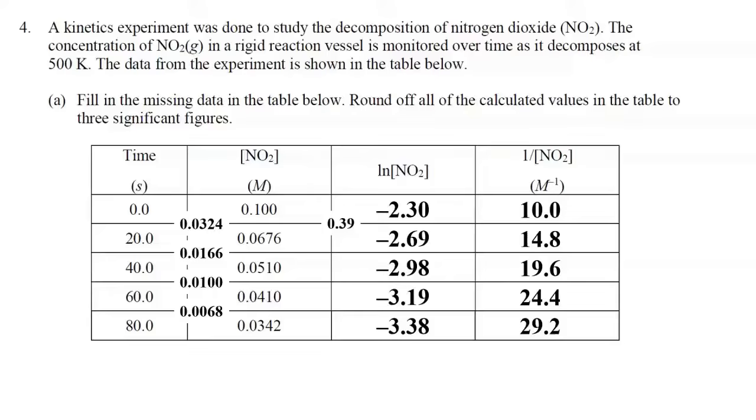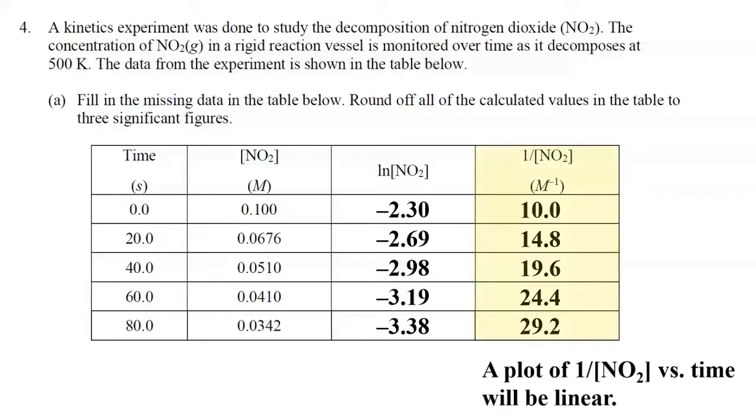So natural log of concentration is decreasing, but hopefully you can see it's not decreasing by the same interval every 20 seconds. But watch what happens when I look at the change in the value for the reciprocal of concentration of NO2. It's increasing by 4.8, increasing by 4.8, 4.8. So there it is. That tells me that the graph of 1 over the concentration of NO2 versus time would in fact give me a straight line.